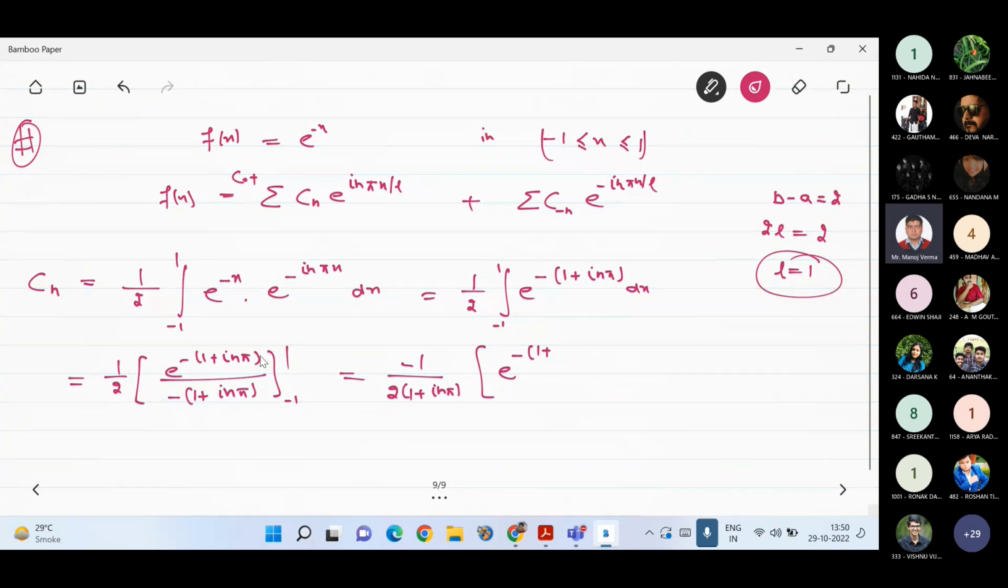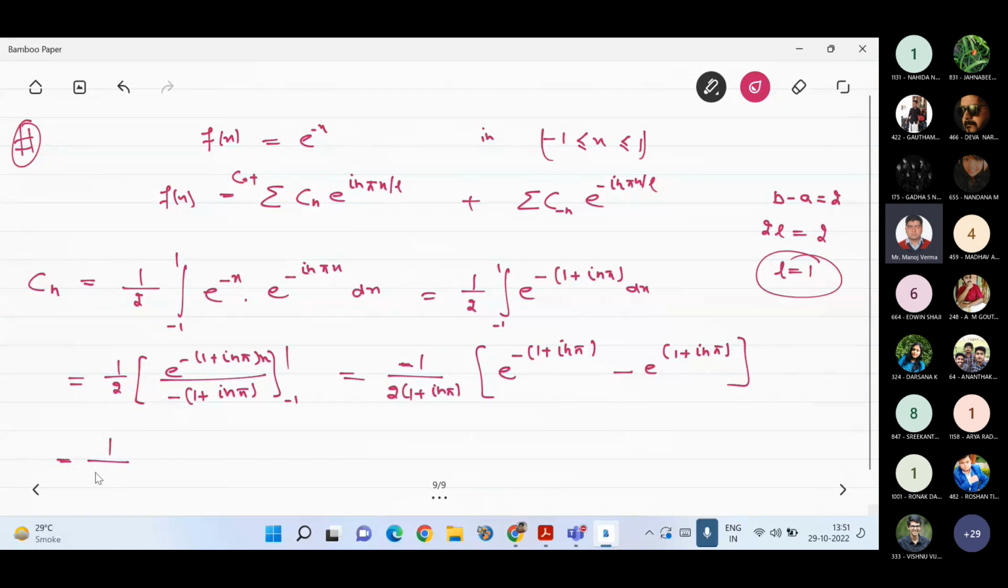okay, it was x. So if I insert the limit, it will be 1 plus iota n pi minus e raised to the power positive. Now it will become 1 plus iota n pi. If I insert x as +1 and -1 for upper and lower limit, it will become this. Okay, so this negative sign in numerator I am adjusting inside.